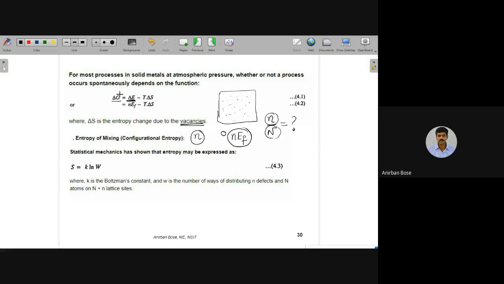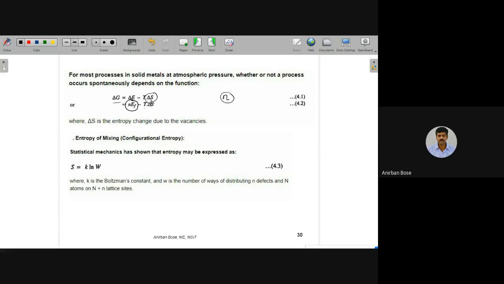So you can see the free energy expression. The first part is the amount of energy change, and that will be n into EF. Clear? So n into EF is basically the amount of energy increase if there are n number of defects or n number of vacancies, minus T into S. Now this change of entropy is basically the change of configuration entropy. So what is the change of configuration entropy? That you have to write, and T is the temperature in absolute scale. This is the expression of free energy.